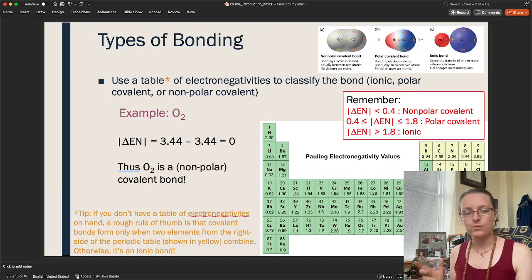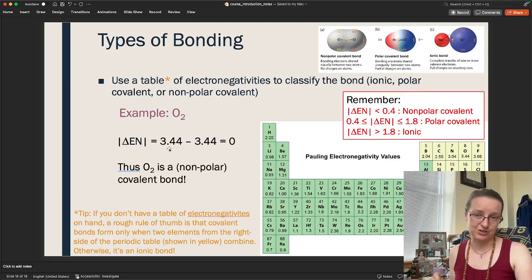And so what we're going to do is we're going to subtract the 2 different electronegativity values, and then we're going to place, based on the difference between those 2 values, the little vertical bars mean that we're taking an absolute value. That's going to tell us what type of bond we're dealing with. And so on the slide, I've got an example for a bond between an oxygen and another oxygen atom. In this case, oxygen has the same electronegativity as itself, and so the delta EN, or the difference in electronegativity, is going to be 0.